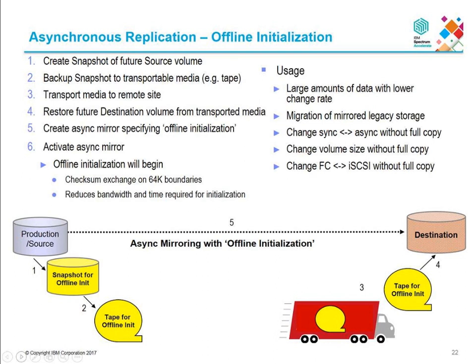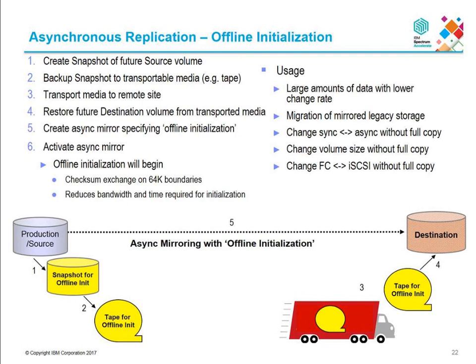So really, this is used when I've got lots of data at a lower change rate, or I've got limited bandwidth between the sites, and it's just easier to get the initial dump of data done via another means, and then only track the differences. And I can use this for other things too, right? I can use this to change from sync to async without doing a full copy. I can also change my volume size without doing a full copy. I have to make sure I change the volume size to the same size on both sides of the relationship.